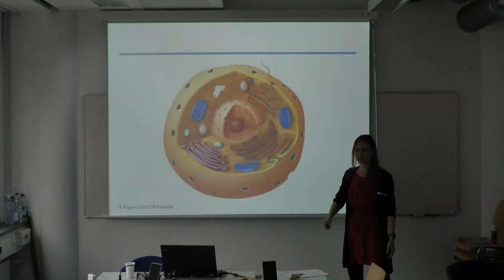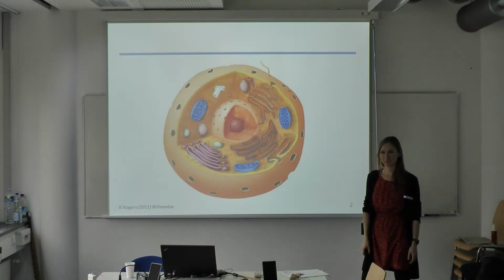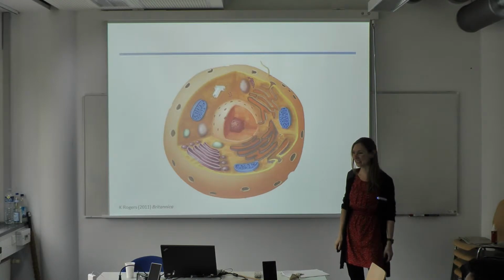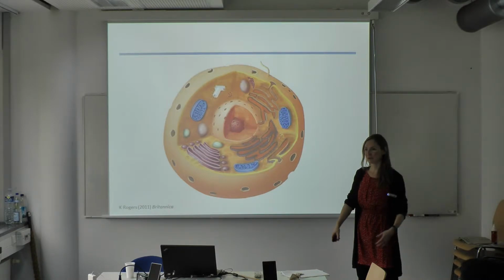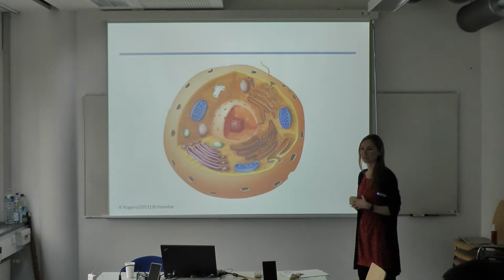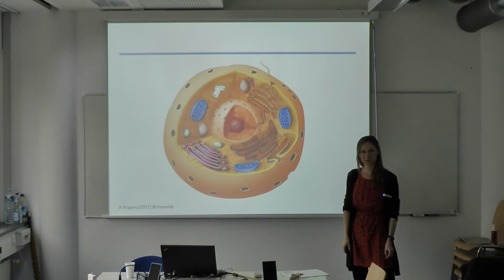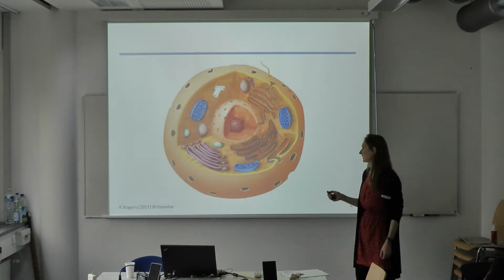So who knows what this is? A cell? And what kind of cell? Lipidic. Yeah, there are lipids on the membrane, that is correct. But there are bacterial cells, there are eukaryotic cells, animal cells, plant cells. What kind of cell is this? A eukaryotic cell. Yes, and how do you see it? Because it has a nucleus. A nucleus, exactly.